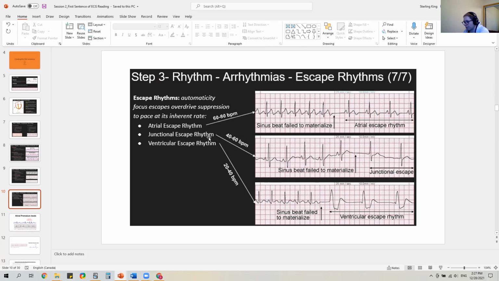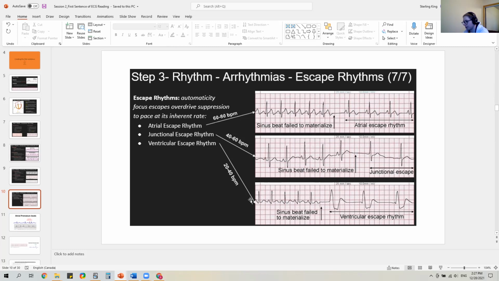Then there's a junctional escape rhythm, which just means the AV node is taking over. So we can see here, here's the regular rate, P, QRST, P, QRST, and then suddenly it stops, and we go RST and RST, but there's no P wave. So that's kind of a hint that it's not coming from the atria. So it should be about 40 to 60. And again, you could count that and it'd be somewhere in there.